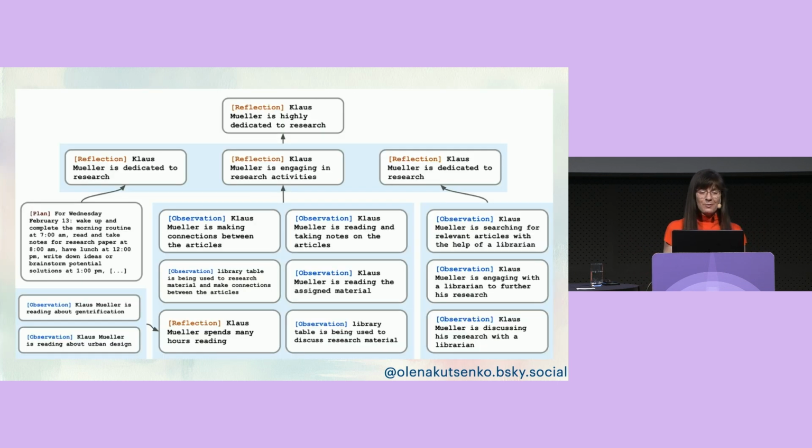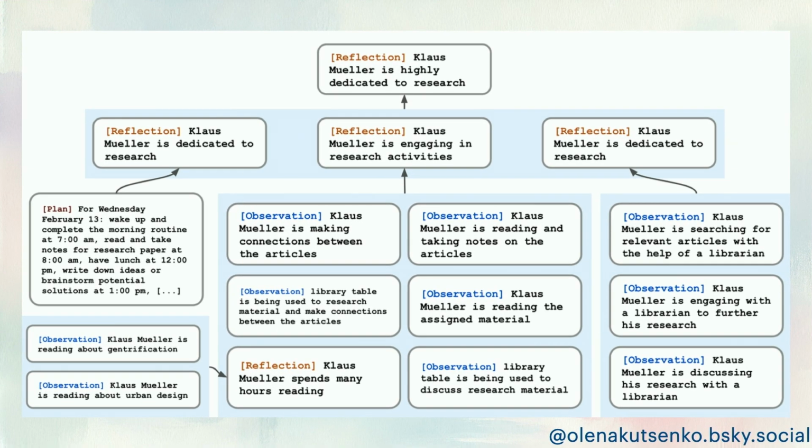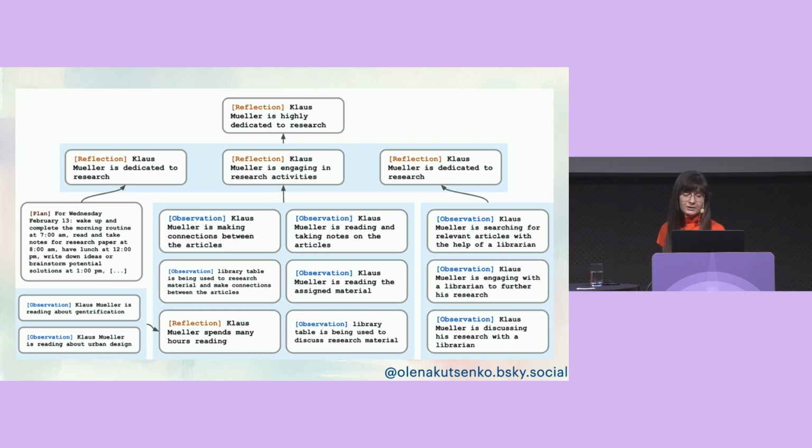But here's, for example, how it is for Klaus Müller. It's the same. There are some observations and there are some reflections which Klaus is doing based on observation. So, for example, Klaus Müller is reading about gentrification. This is an observation. Or Klaus Müller is discussing his research with the librarian. This is an observation. And then the reflection is Klaus Müller spends many hours reading. And then we go up, and this is the perception of Klaus Müller that he is highly dedicated to research. So those things combine and then pop up the more global ideas to the top.